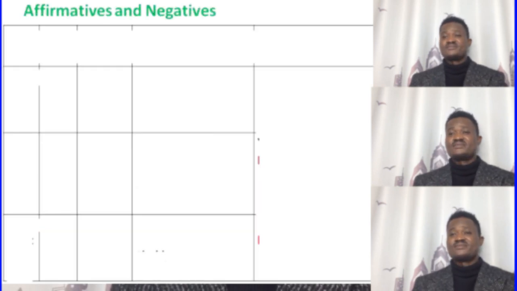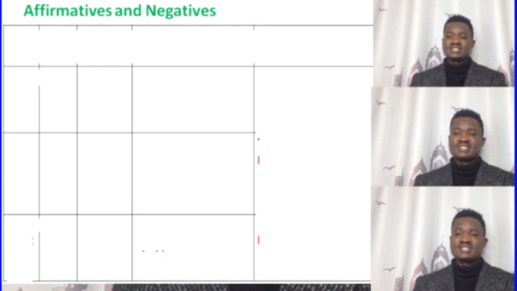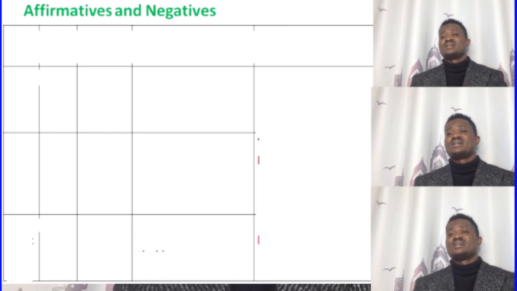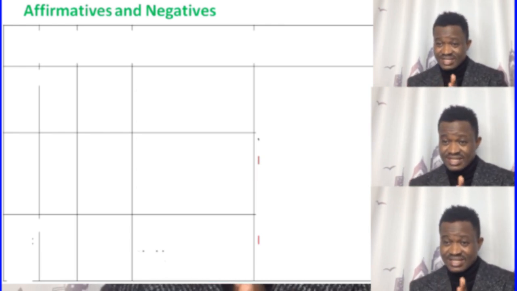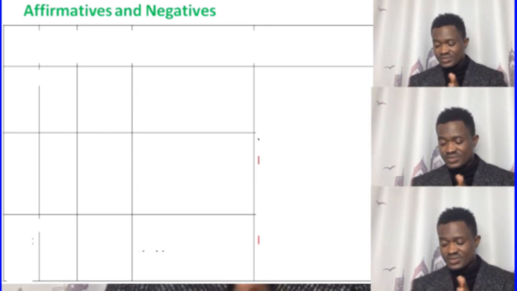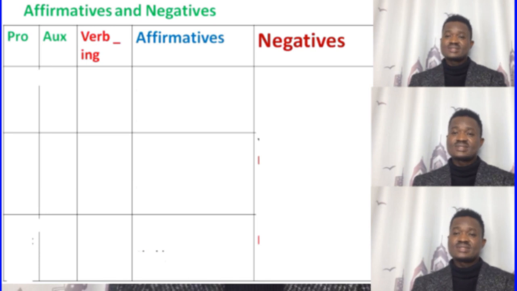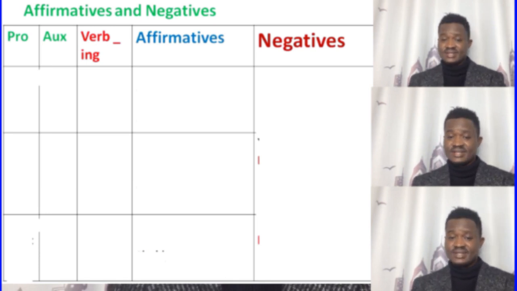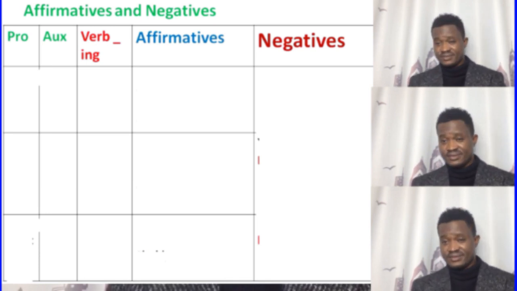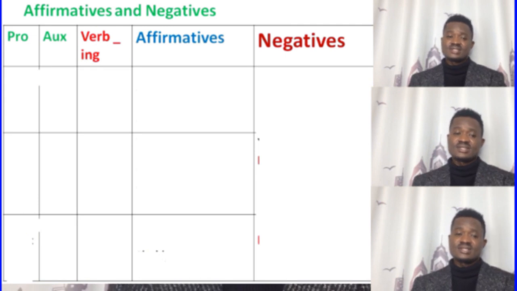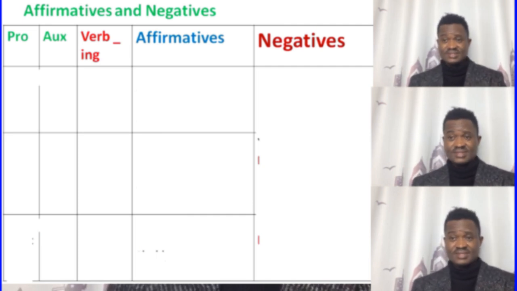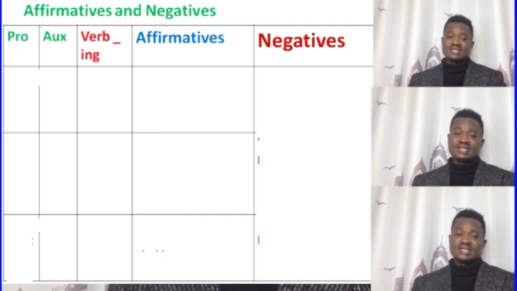Affirmative and negative. Let's talk about affirmative and negative, the positive and negative, first. Let's see how we analyze it on this table so it can be simple for you to use. All right. Okay, guys, let's go. So we have the pronouns, auxiliary verb, verb-ing, affirmative, and negative forms. All right. Okay, let's go.